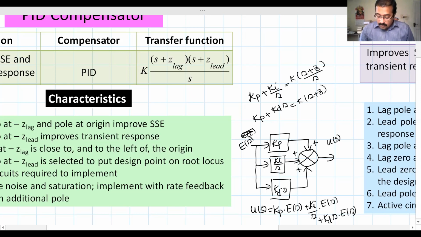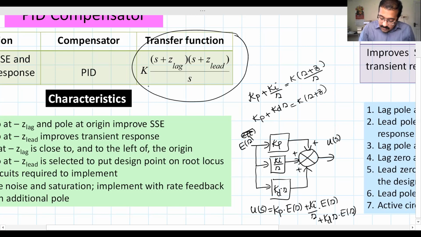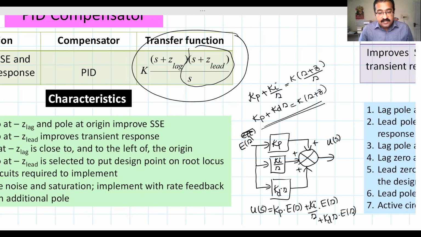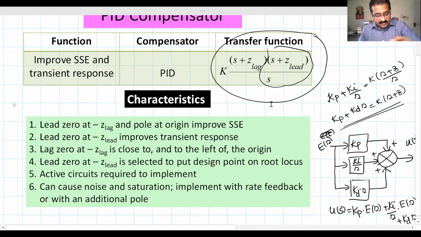Okay, so when you solve this, you will get a transformation of this form, some K into S plus Z lag. This comes from the derivative control, PD control. K into S plus Z lag, and this part corresponds to the integral controller, K into S plus Z by S. Okay, so as said before, what are the advantages? The advantage is that steady state error will be driven to zero, but you need active circuits for implementation, which will complicate matters, right?